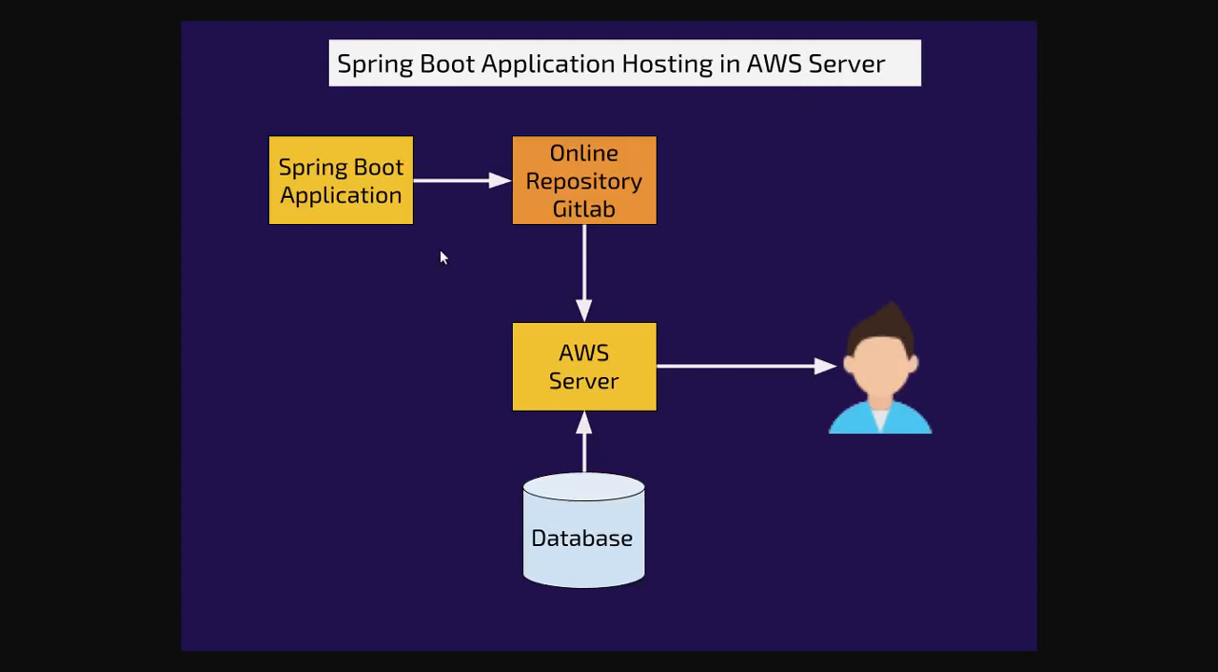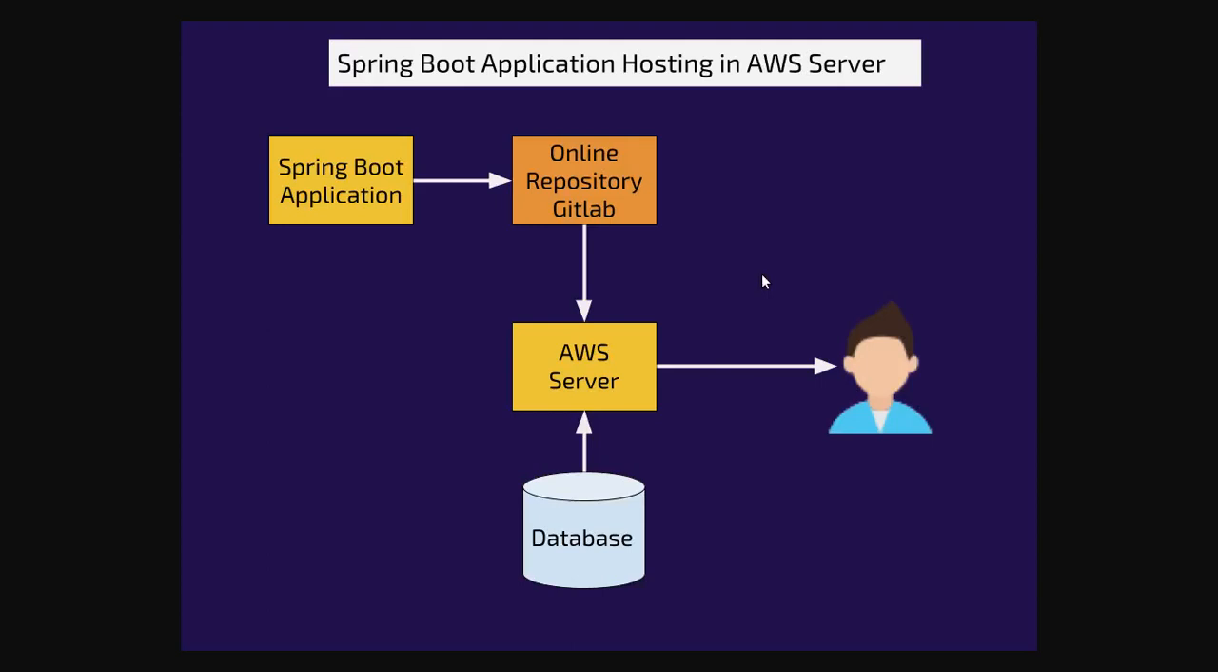So basically we have this Spring Boot application, which is developed on our local machine. What we will do is send this code to the online git repository. From there I will take that code to the Amazon AWS instance, then run it from there, and it will be available to the clients or users. If a database is also there, then we will see how this interaction will happen.